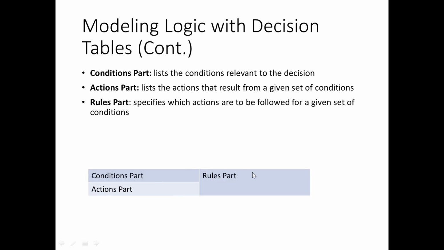This figure shows the general structure of a decision table. On the left-hand side, the upper part shows the conditions involved in the decision, and the lower part lists different actions we may take after we make our decisions. And the right-hand side has different rules. Each rule is about under what conditions we take what actions.